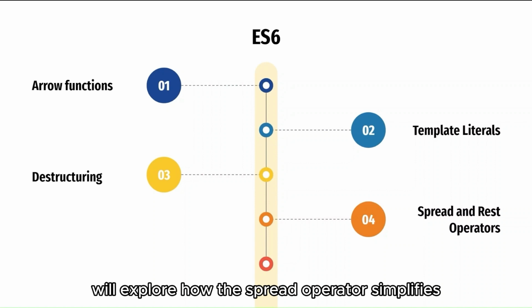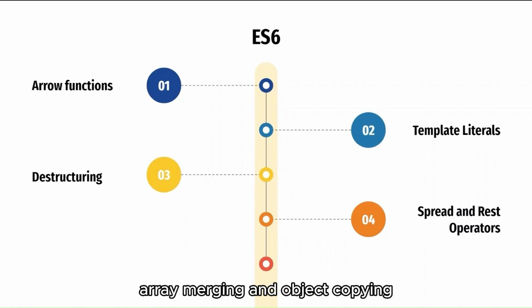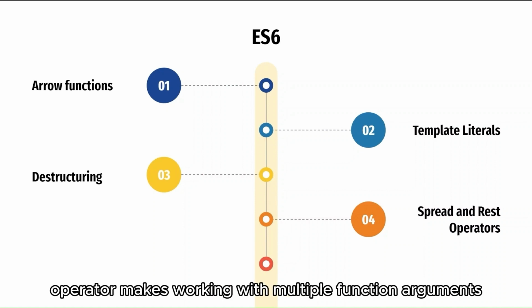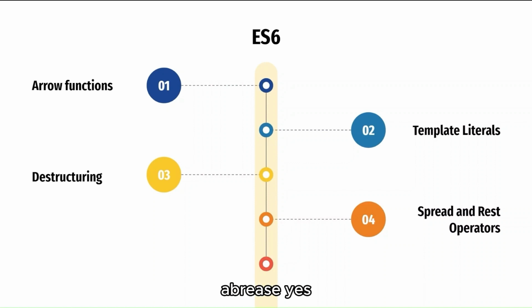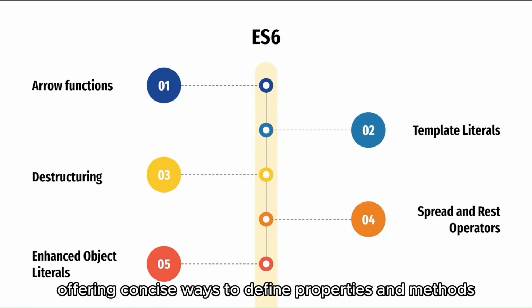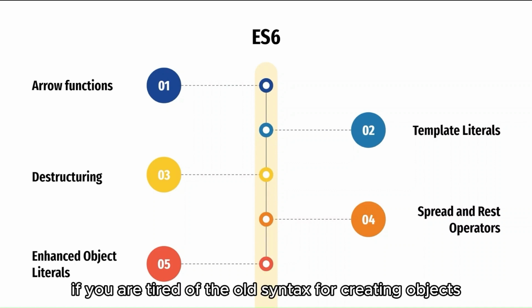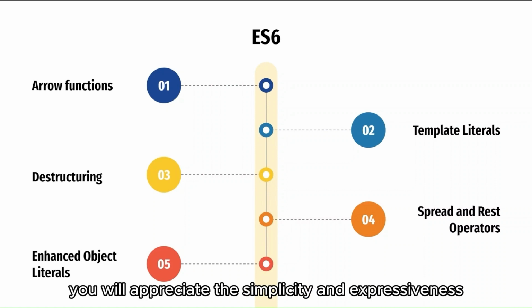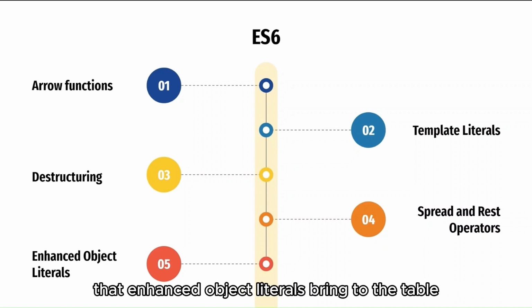We'll explore how the spread operator simplifies array merging and object copying, while the rest operator makes working with multiple function arguments a breeze. ES6 also brought us enhanced object literals, offering concise ways to define properties and methods. If you are tired of the old syntax for creating objects, you will appreciate the simplicity and expressiveness that enhanced object literals bring to the table.